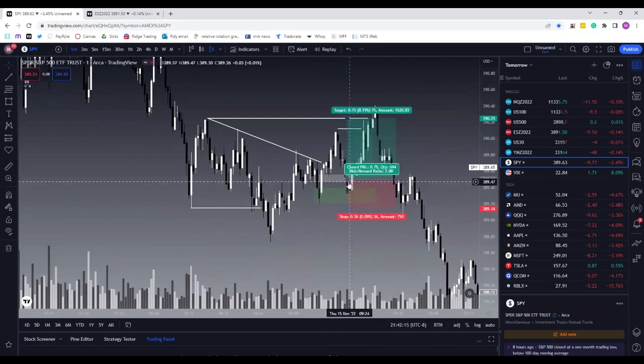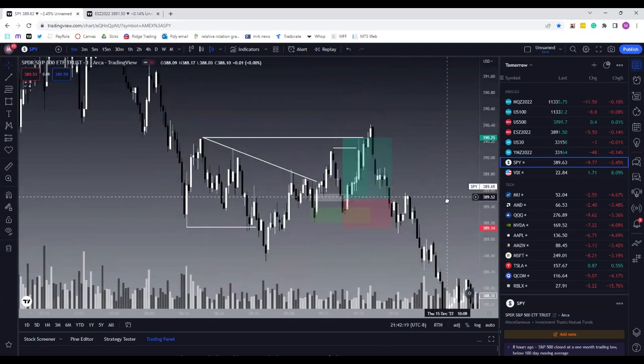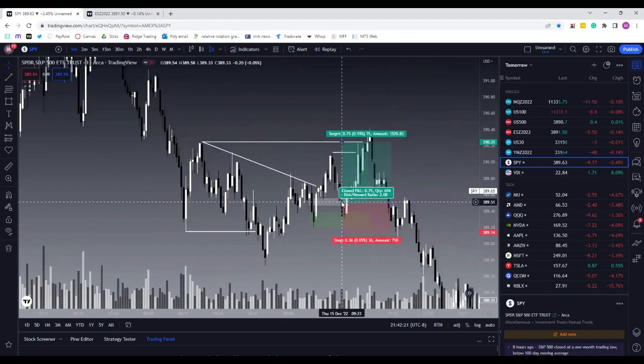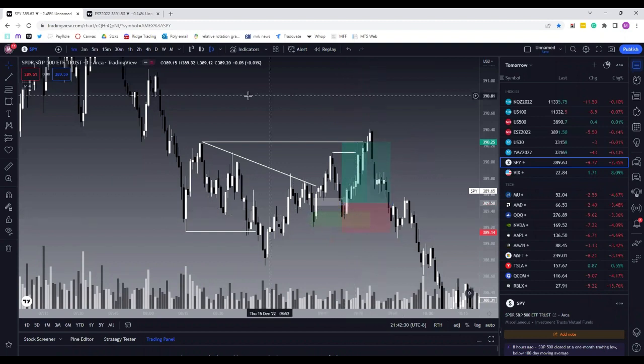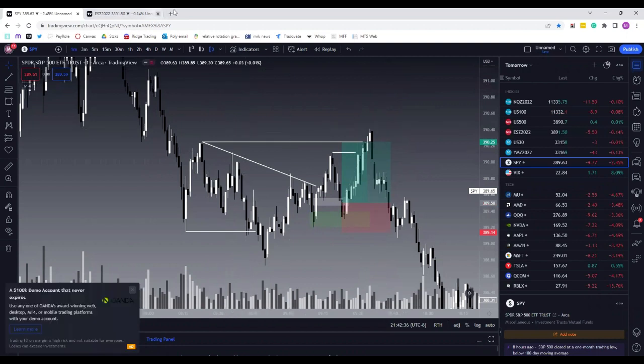We did endure about, what, like 20 cents of drawdown. But luckily, because I took options and I entered right as this was falling, I actually caught these contracts when they were decreasing. So my entry was even a little lower than I alerted. I believe entry was like 93 cents.